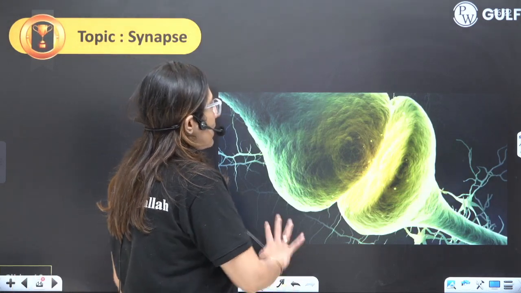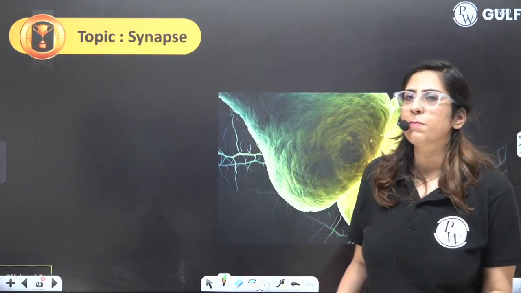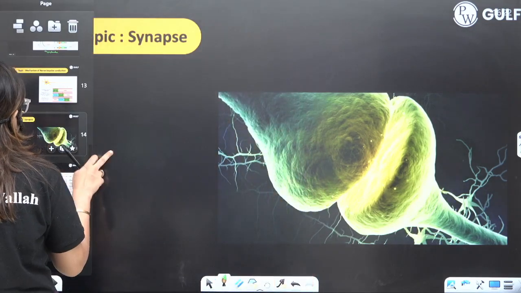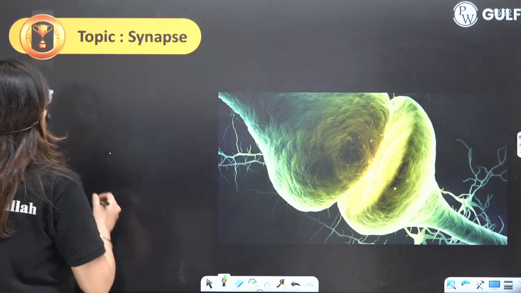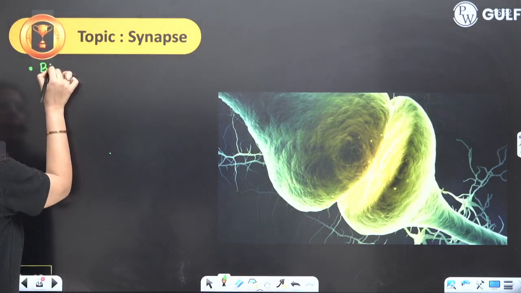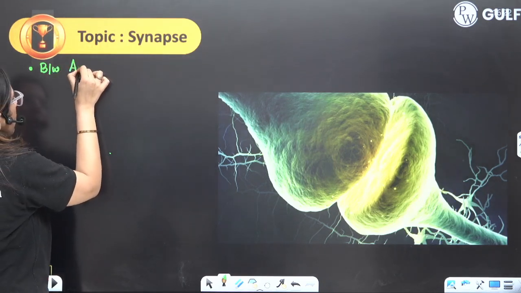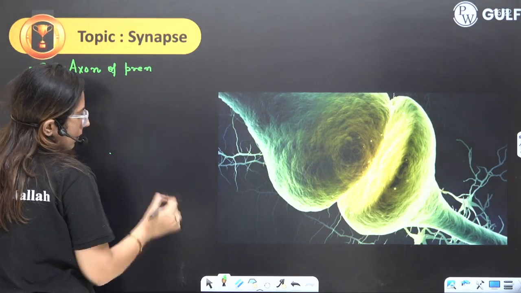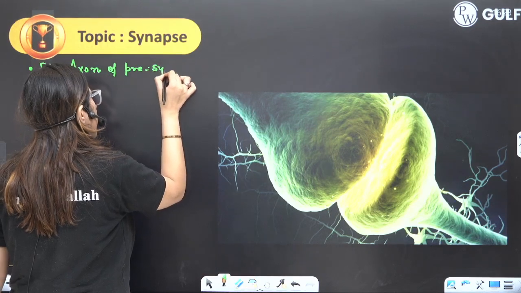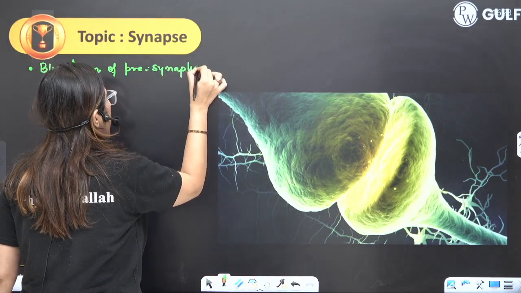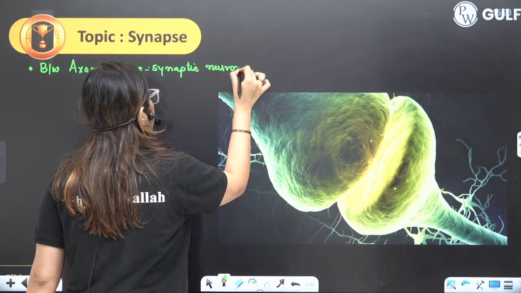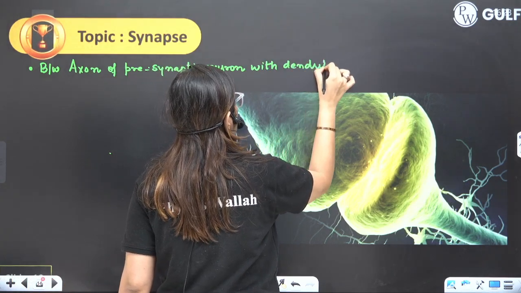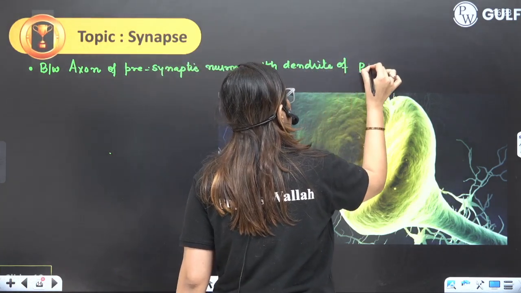Now my next topic is synapse. So what is a synapse? Synapse is basically a communication between two neurons. So this is termed as a synapse. How does it occur? Here it occurs basically between the axon of the presynaptic neuron with the dendrites of the postsynaptic neuron.